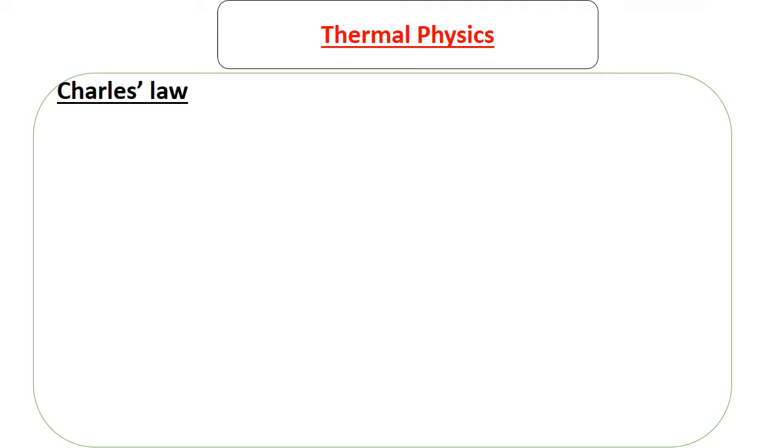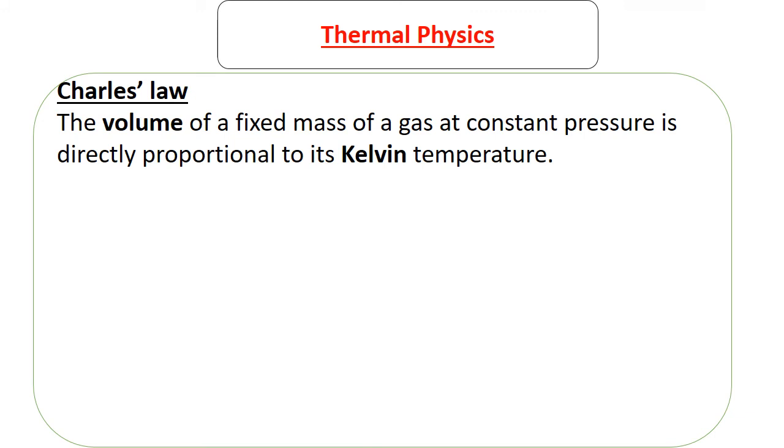Next, we look at Charles' law. This law states that the volume of a fixed mass of a gas at constant pressure is directly proportional to its Kelvin temperature. So here we have said the volume is proportional to Kelvin temperature at constant pressure. In Boyle's law, we compared the pressure and volume and kept the temperature constant. But here we're comparing the volume and the temperature.